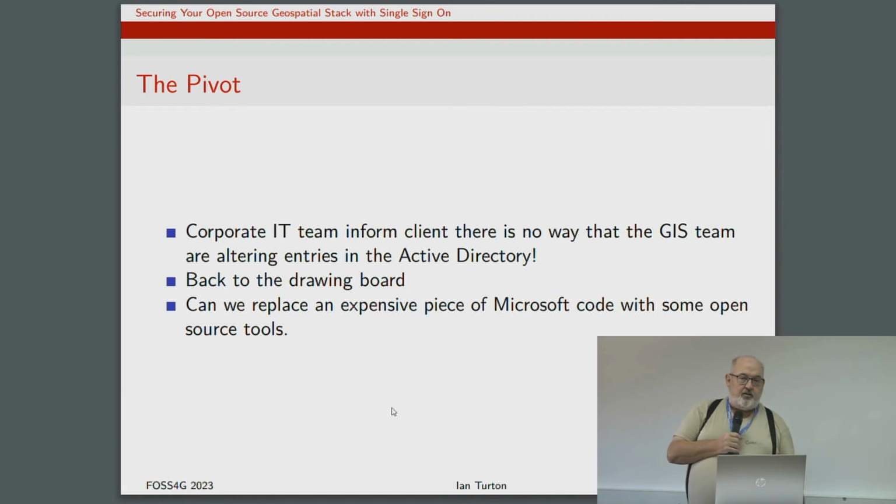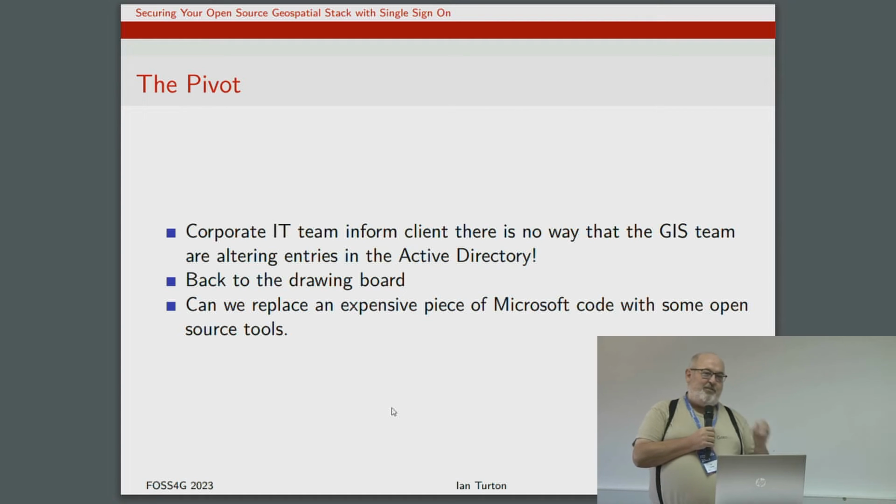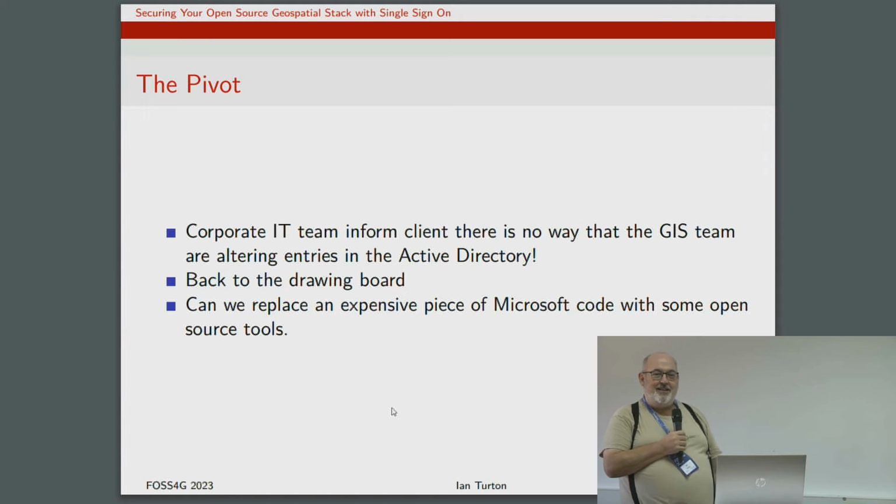At which point we had to do a small pivot. The corporate IT team informed the GIS team that there was no way they were messing with the Active Directory service. Which you can kind of see the IT team's point, but it would have been much better if they'd told us that at the beginning rather than when we were 3 weeks into the project. So we went back to the drawing board.